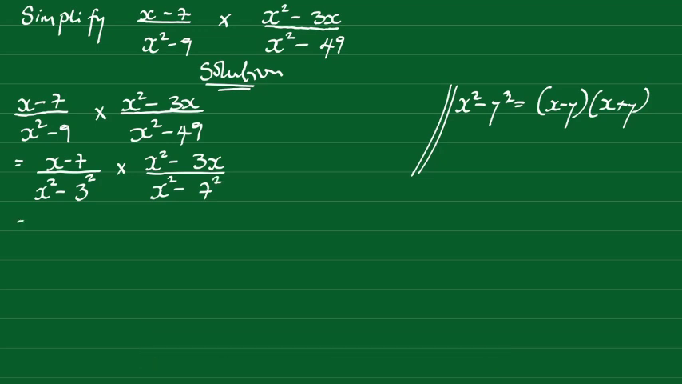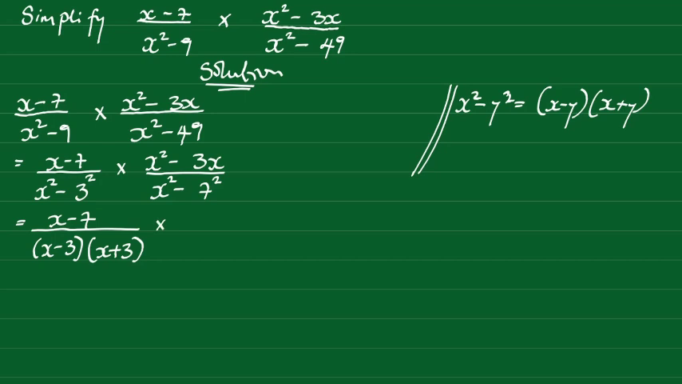Now we proceed further. We have (x minus 7) divided by, we have x squared minus 3 squared at our denominator. Learning from the fact that it's a difference of two square terms, we end up having (x minus 3)(x plus 3).